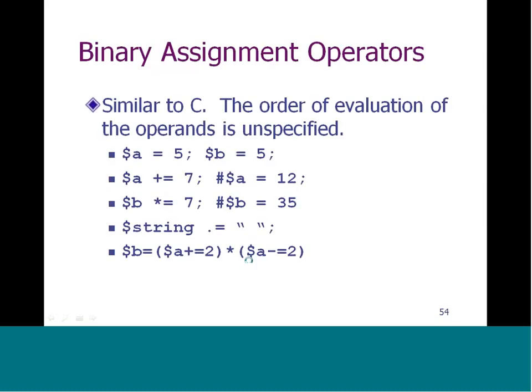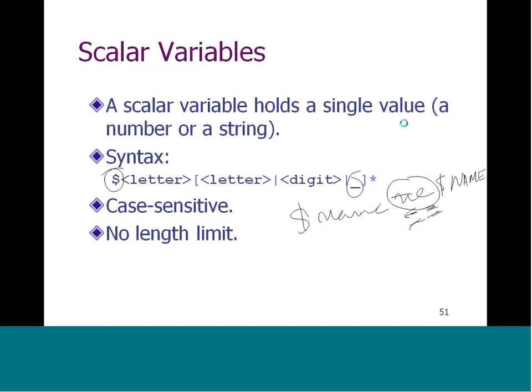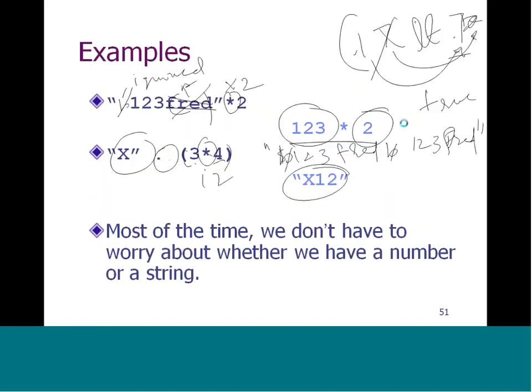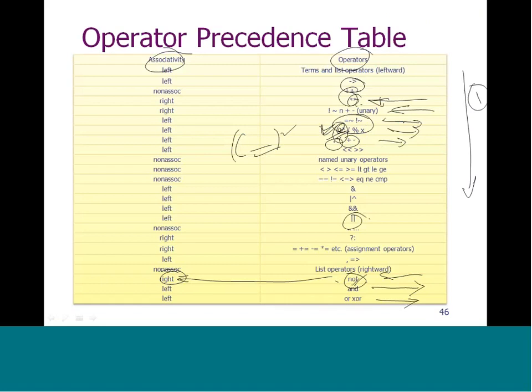So let me also go into the binary operators, or binary assignment. This is very similar to C. If you know C, then this will be fairly easy. The order of evaluation is unspecified. If we go back to the table that we talked about, some of the pluses are very similar to this one, but they don't have any kind of associativity.